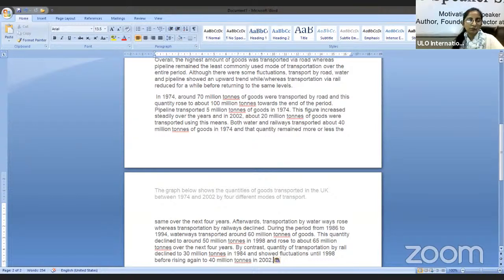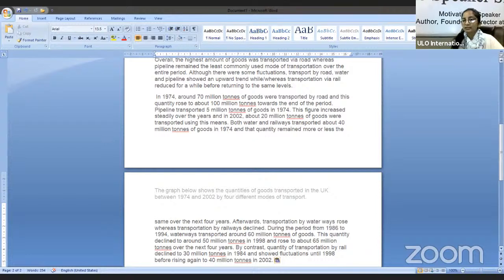Again, why have we used the word again? Because the quantity was the same earlier. Again to 40 million tons in 2000. By this we can complete our task in 150 words also. And I think the words used are not so complicated. So we only have to bring in the variation.